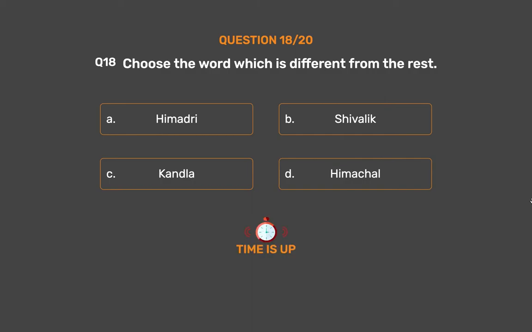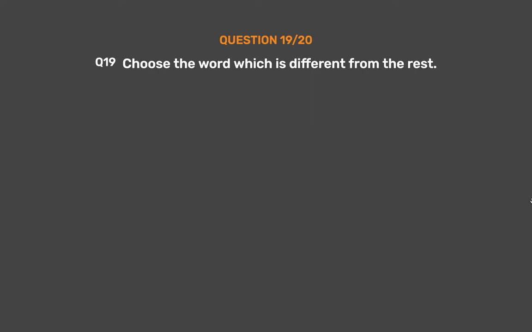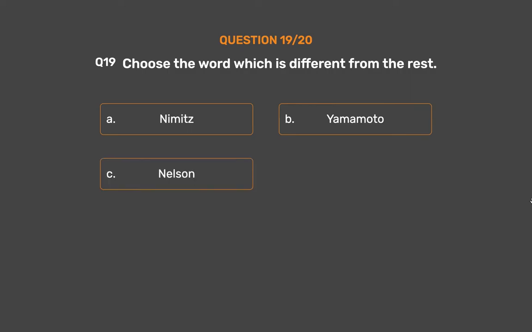The correct answer is option C, kandala. All except kandala are ranges of Himalayas, while kandala is a seaport. Question number 19. Choose the word which is different from the rest. Option A, Nimitz. Option B, Yamamoto. Option C, Nelson. Option D, Montgomery.